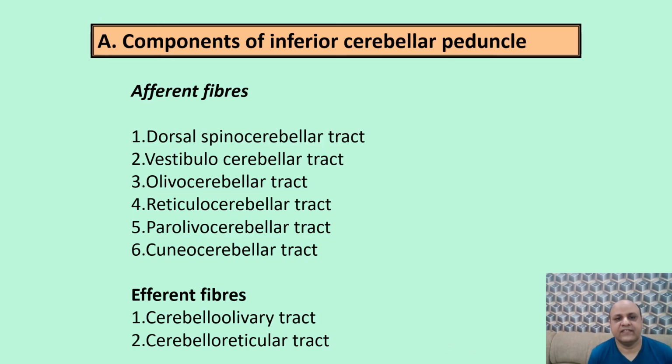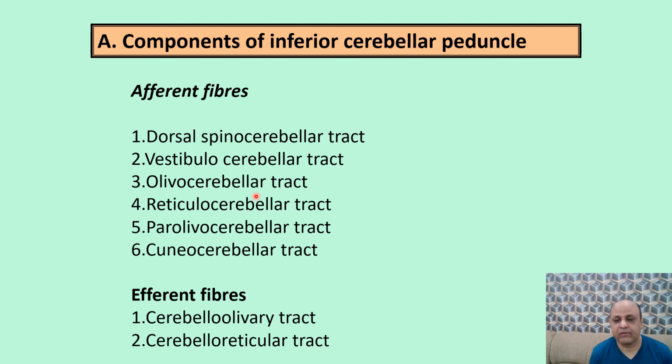Now, components of the inferior cerebellar peduncle. Mainly afferent fibers, and I've already mentioned in the diagram the dorsal spinocerebellar tract and the vestibulocerebellar tract. Other than that, you remember it by the word ORPC. O stands for olivocerebellar tract, R stands for reticulocerebellar tract, P stands for parolivocerebellar tract, and C stands for cuneocerebellar tract. So you remember that the dorsal spinocerebellar tract and vestibulocerebellar tract were shown in the diagram. So they are the afferent components.